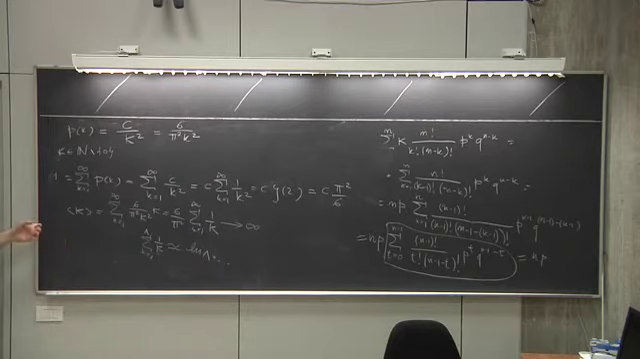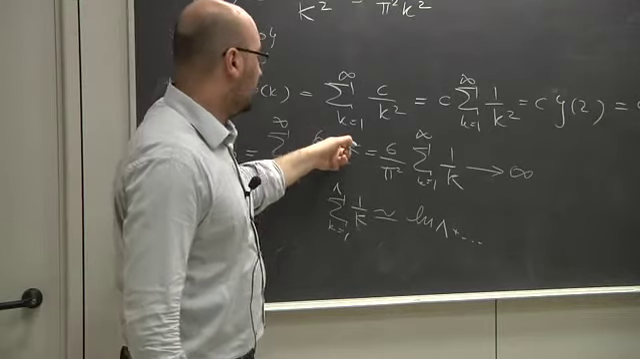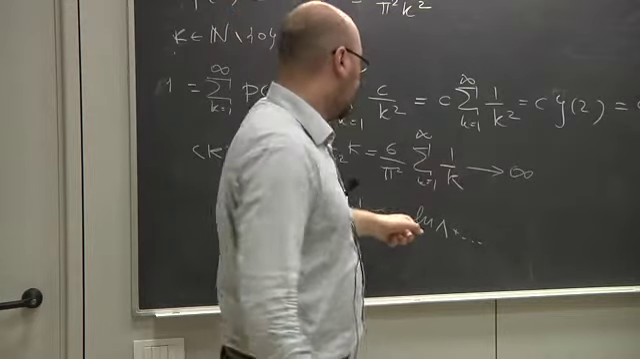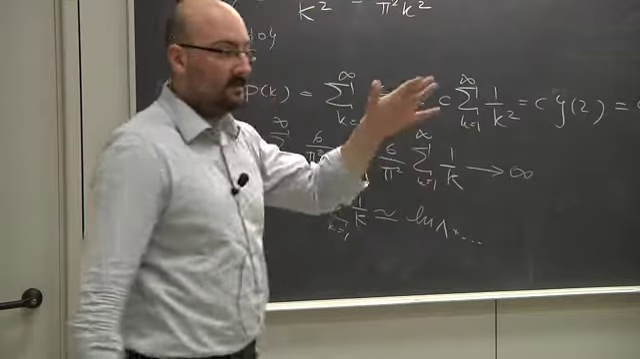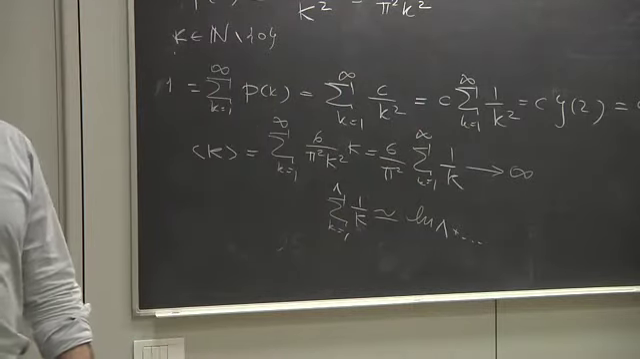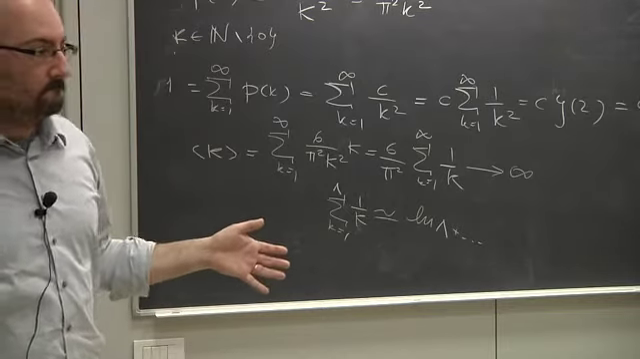So this moment does not exist. And you can also see that the higher moments do not exist. If I put k squared here, I get k squared here. I get a sum of 1, which diverges not like the log, but like lambda. But still, it's a divergence. Okay, so no moments exist. This is a well-defined probability distribution, but the average does not exist.